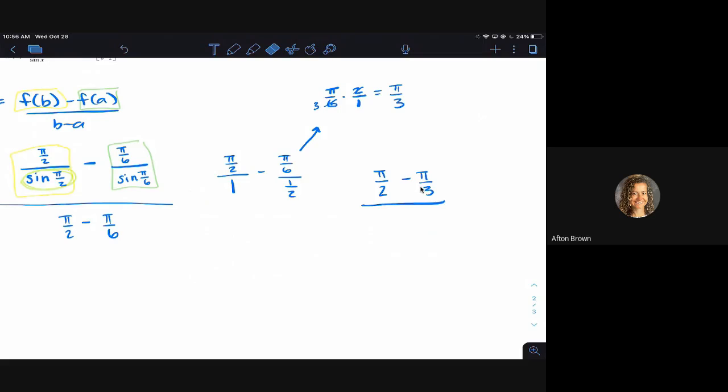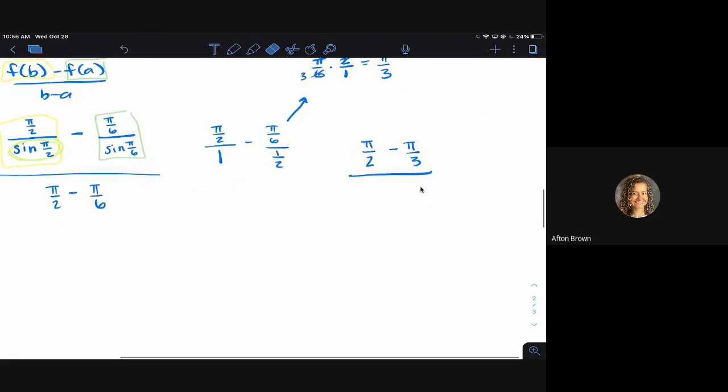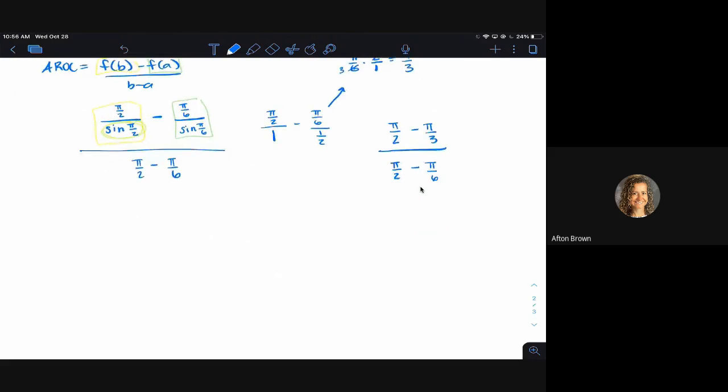I'm going to take off that because I didn't really write everything out. But right now, I'm to here. I still have pi halves minus pi 6 in the denominator. Can I cancel out those pi halves? Can I do this? No.